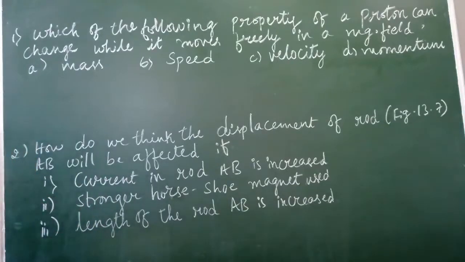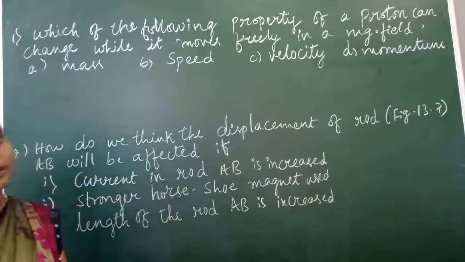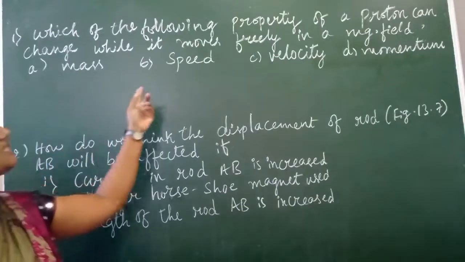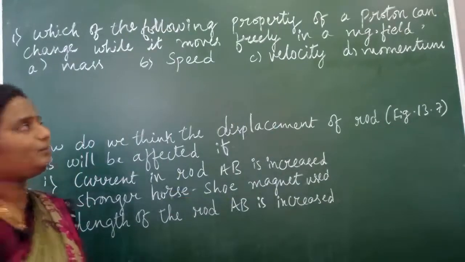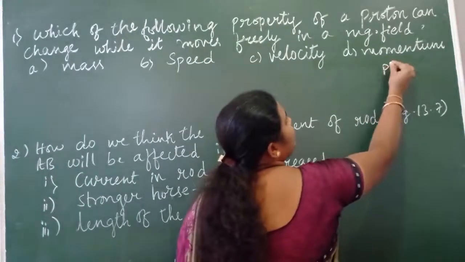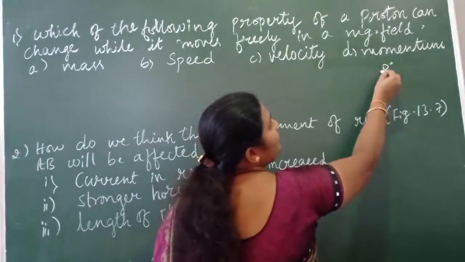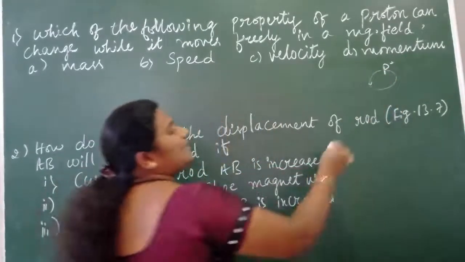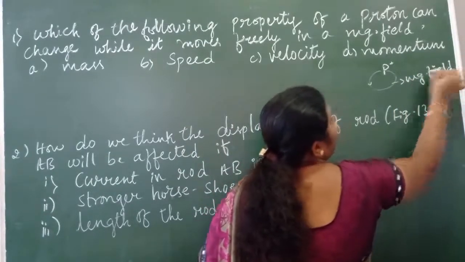Here, the first question comes: which of the following properties of a proton can change while it moves freely in a magnetic field? They have given 4 options: mass, speed, velocity and momentum. Imagine, children, this is a proton. It's a positively charged particle. And imagine that this proton is moving in a magnetic field.